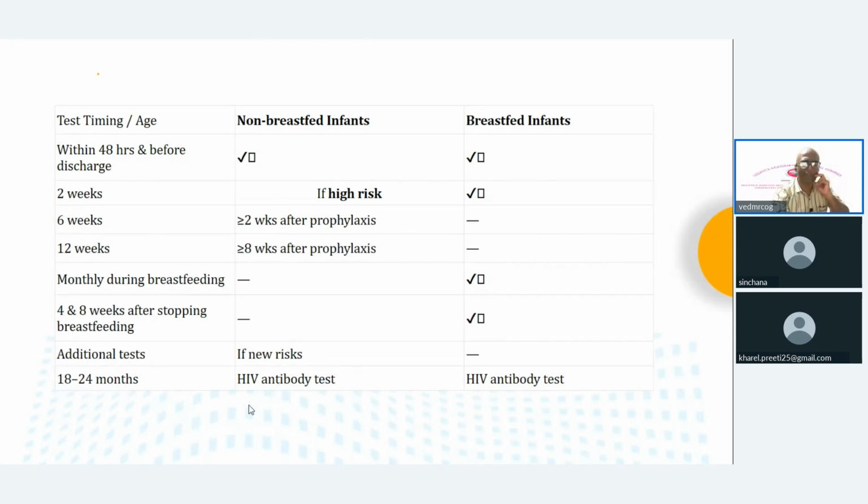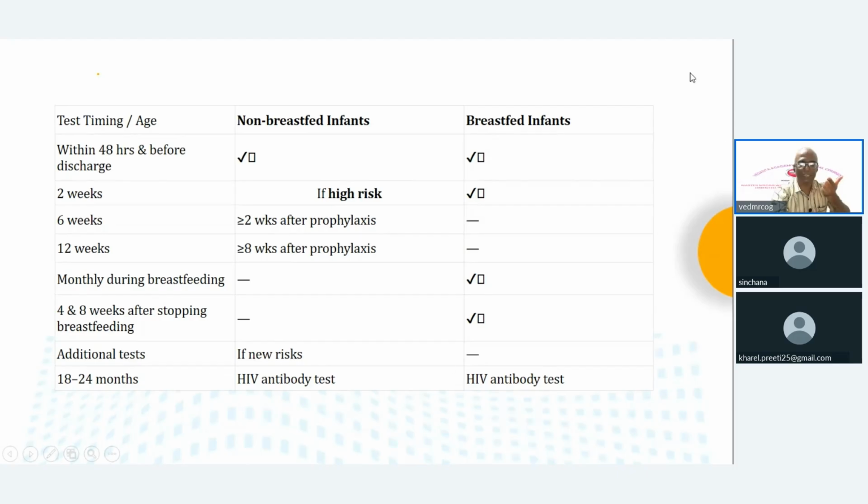So non-breastfed infants is very simple. One, you will test within 48 hours. Second, you will give PEP for 2 weeks or 4 weeks, and after stopping the PEP, you will test after 2 weeks, then again at 8 weeks after stopping the PEP, and then the final HIV antibody at 18 to 24 weeks.